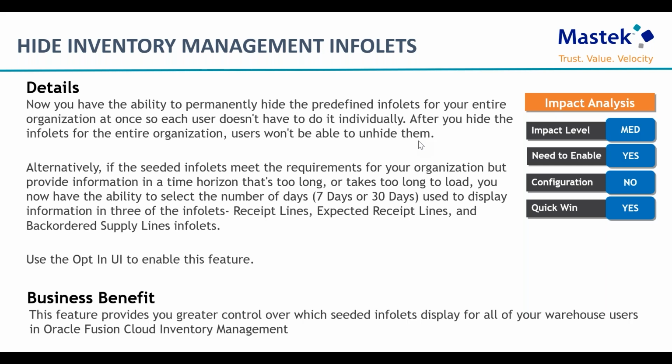Along with this feature, a new feature has been introduced where you can control the number of days of data in 3 infolets, namely the receipt lines, expected receipt lines, and backordered supply lines infolets. For these 3 infolets, there is a profile option by which you can control the data displayed, either by 7 days or 30 days. These are the new feature releases in terms of inventory management infolets.